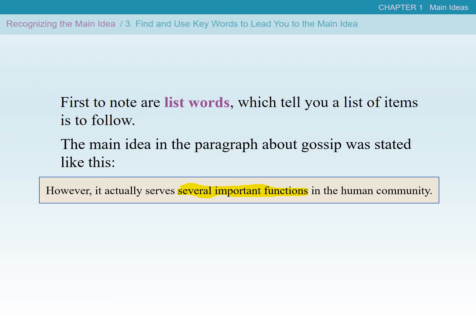functions, a plural noun. If you have some kind of a number word followed by a plural noun, especially if it's modified with a number, 3 specific ways, 3 specific reasons, something like that, that is a really, really good indication that the author is announcing the main idea and expressing what will happen throughout the rest of the passage.